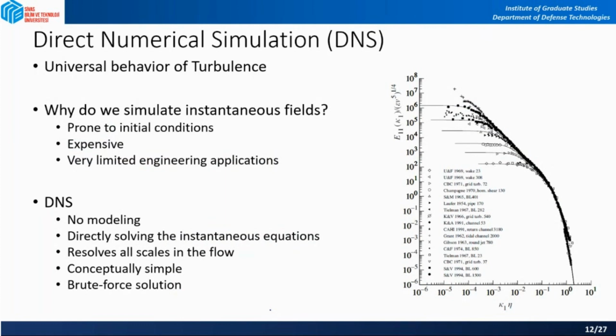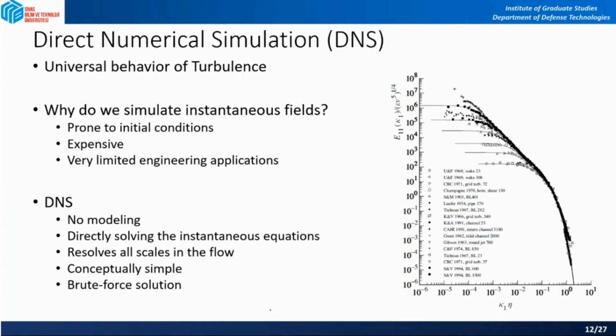Before that, let's first jump to the previous session. You remember this chart when we talked about the energy spectrum and how the energy of turbulence is distributed among the wave numbers. We use the parameter wave number to indicate actual scales of eddies in the flow.